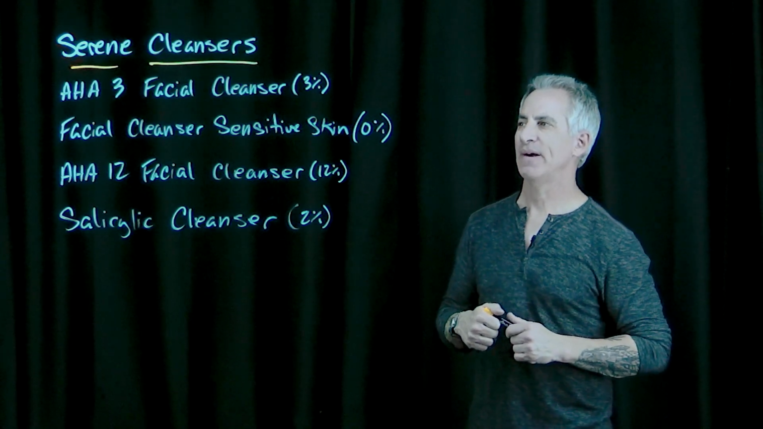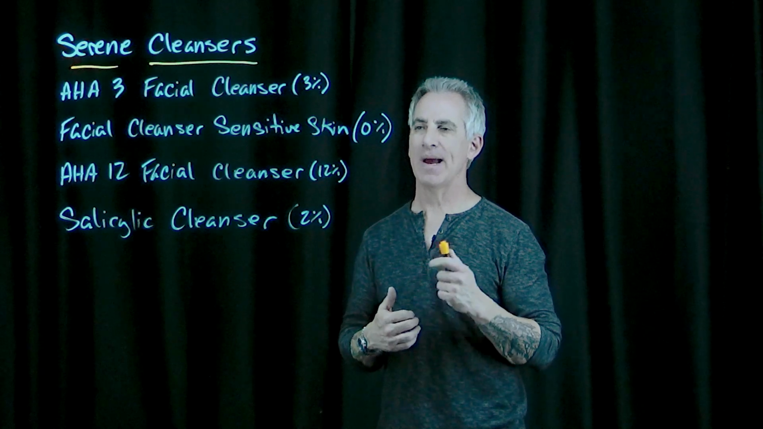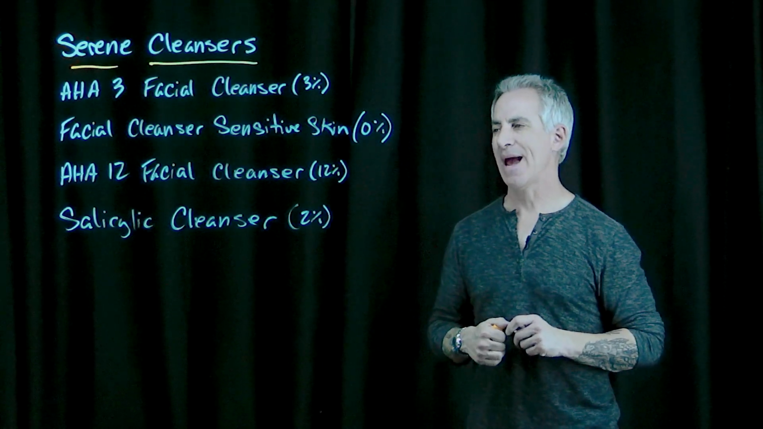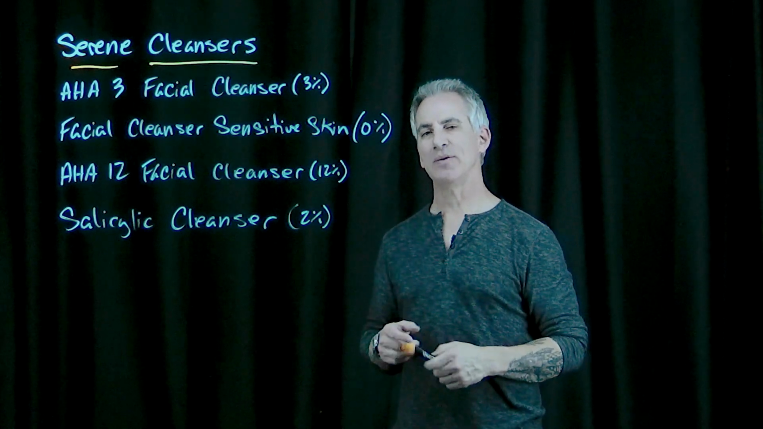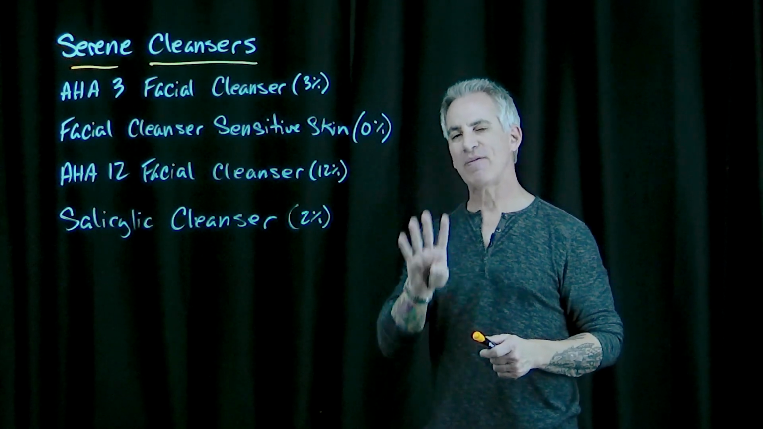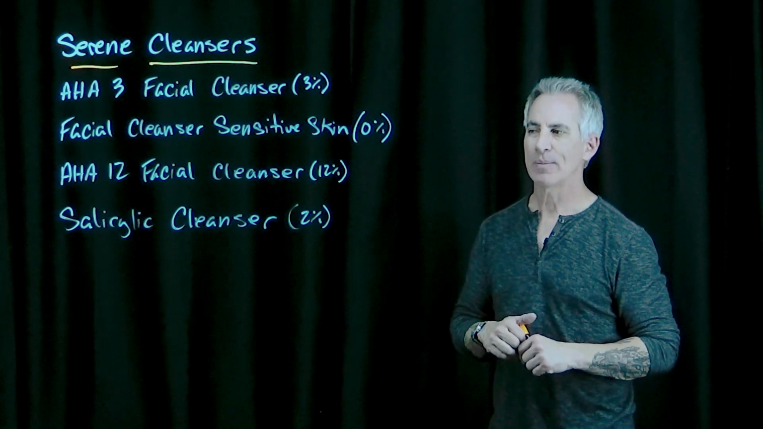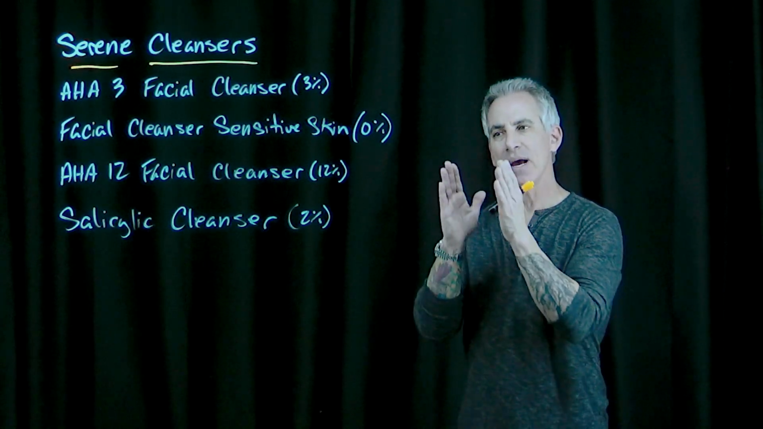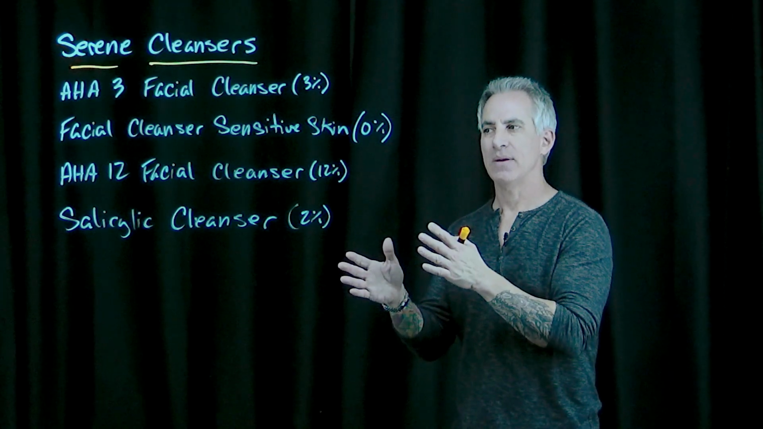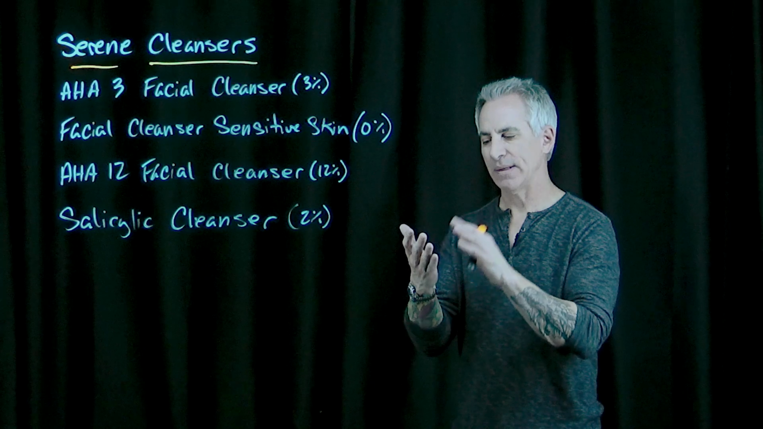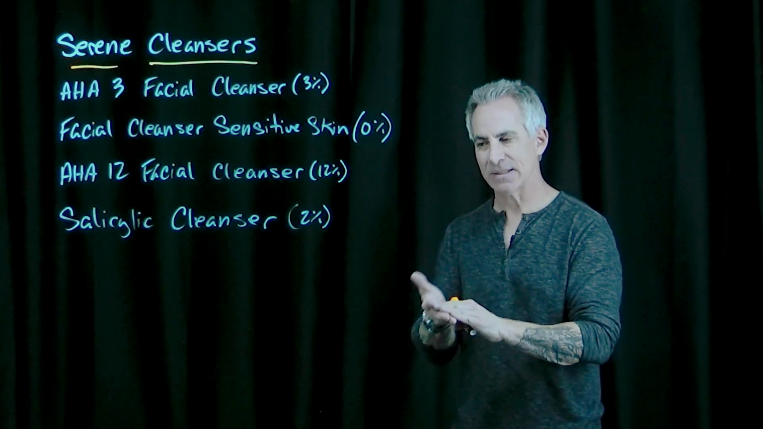AHA 3 facial cleanser copies the facial cleanser sensitive skin, but adds the 3% glycolic acid. Salicylic acid cleanser, again at 2%. If you use that twice a day, that would be 4 units of salicylic acid per day. And remember, on your units, an acid is an acid is an acid. The only acids you're going to find in the Serene line are glycolic acid, salicylic acid, and lactic acid.